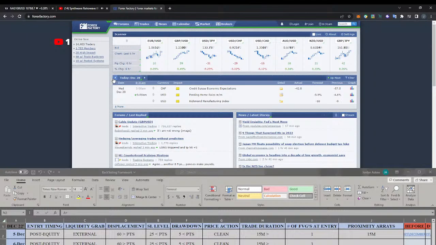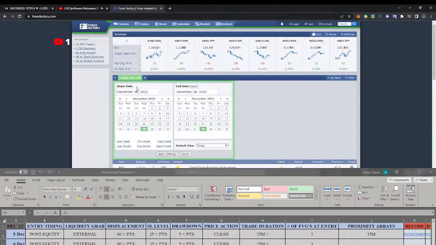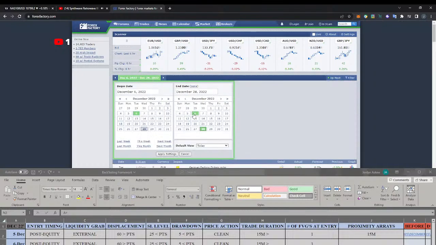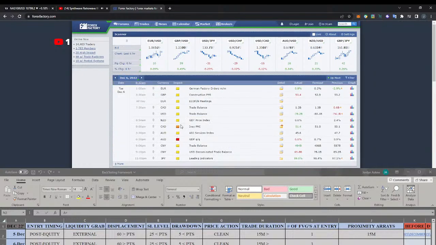Let's go, click on the date. Let's go to December 6th. The only thing we have, actually we don't have anything. It should be a standard delivery day for Tuesday, December 6th. So that's great to see.